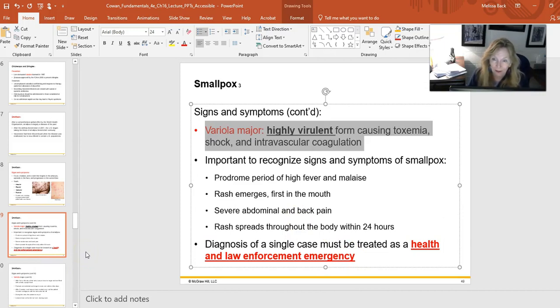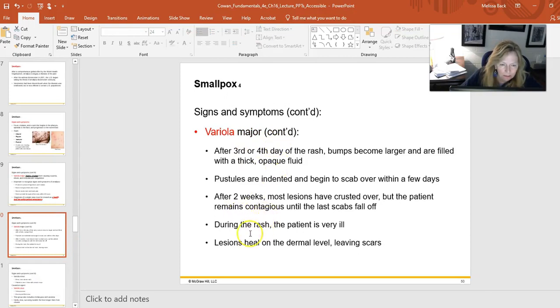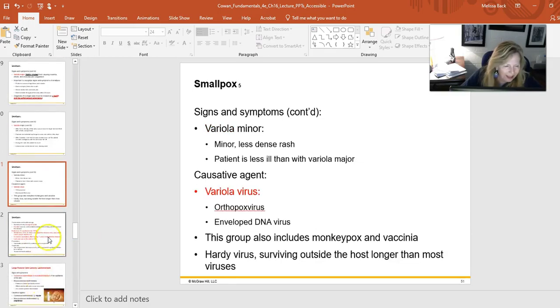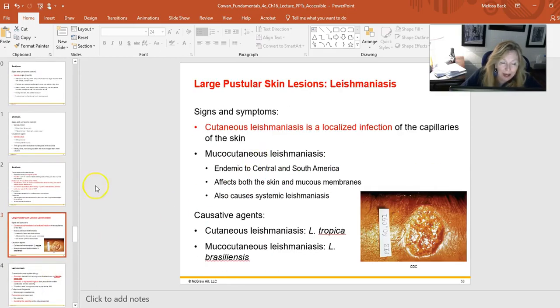Most people now alive on this planet have no natural immunity. Some of us that are old enough actually got immunized. We got a vaccine against smallpox, but obviously that vaccine campaign ended in the late 70s, and anybody born after that, which is most of the population now, would have no immunity and would be ripe for this virus to wreak incredible havoc around the globe. Again, very, very contagious. Okay, so that's smallpox.